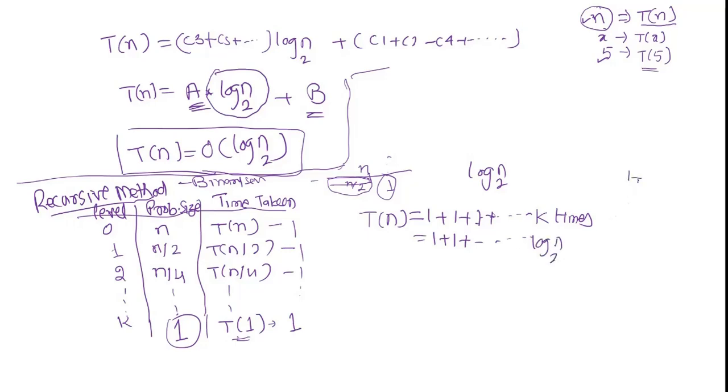Suppose we add 1 plus 1 two times, the answer will be 2. If we add 1 plus 1 a hundred times, the answer will be 100. Similarly, here if we add 1 log n times, the sum will be log n base 2. So T(n) is log n base 2, which we can represent in big O notation as O(log n) base 2. So like this we can find the complexity with the help of the recursive method.